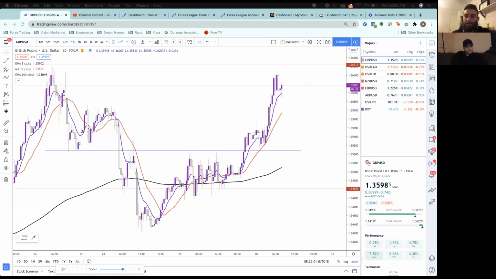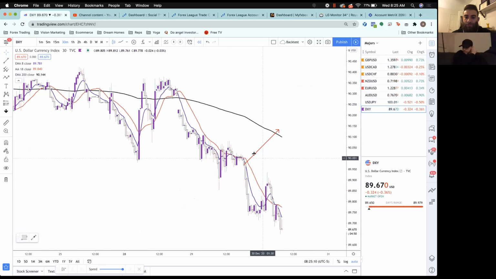And I'm going to get into the major pairs here. So we're going to start off with a little recap of DXY. We don't actually trade DXY. We're just looking at this as confirmation as to what's going to happen for the dollar. So this is just the value of the US dollar.